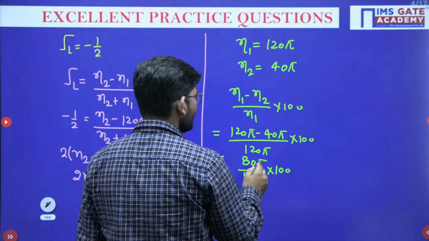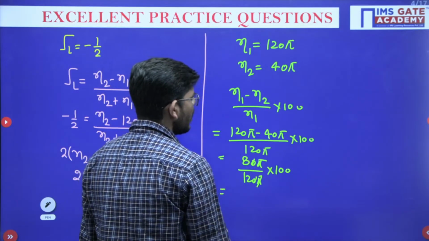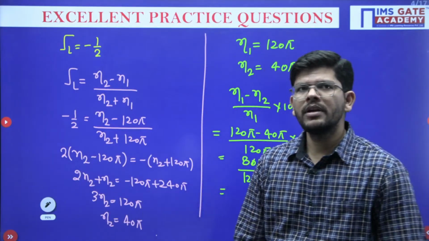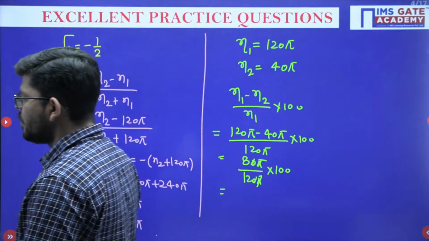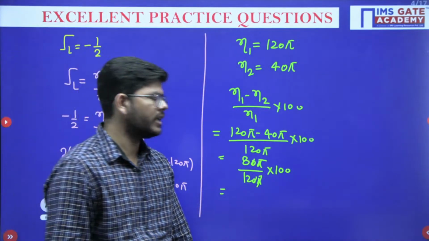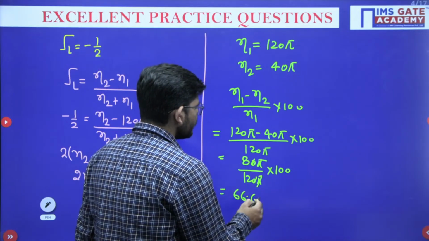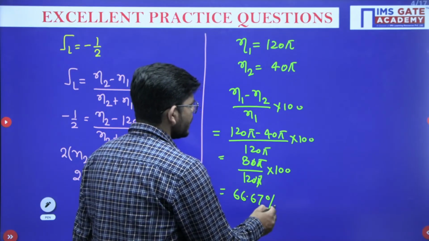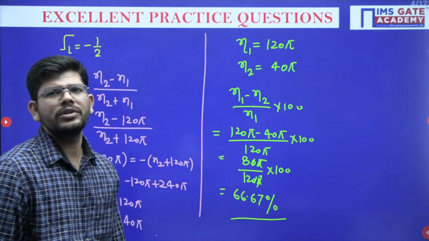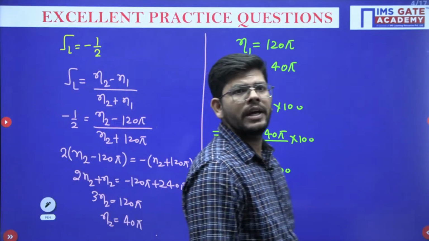So how much it will be? 8 by 12, or we will be getting 2 by 3. 2 by 3 is 0.666, so ultimately we will be getting 66.67%. So that is going to be the answer. So this is how we can solve this question very easily.